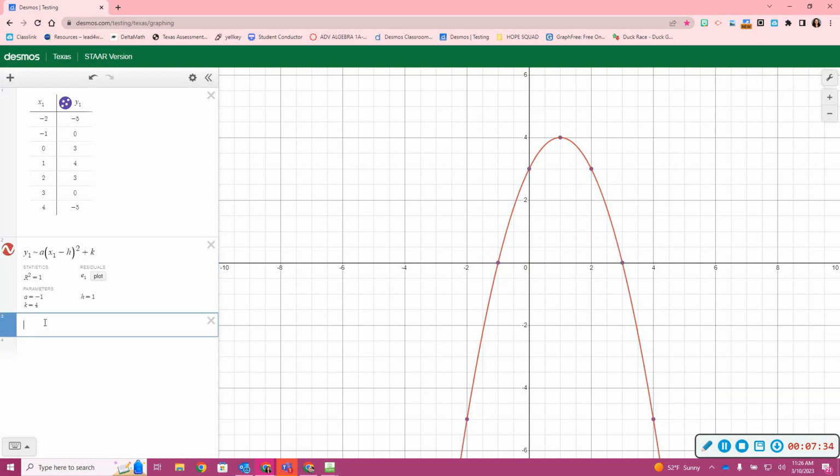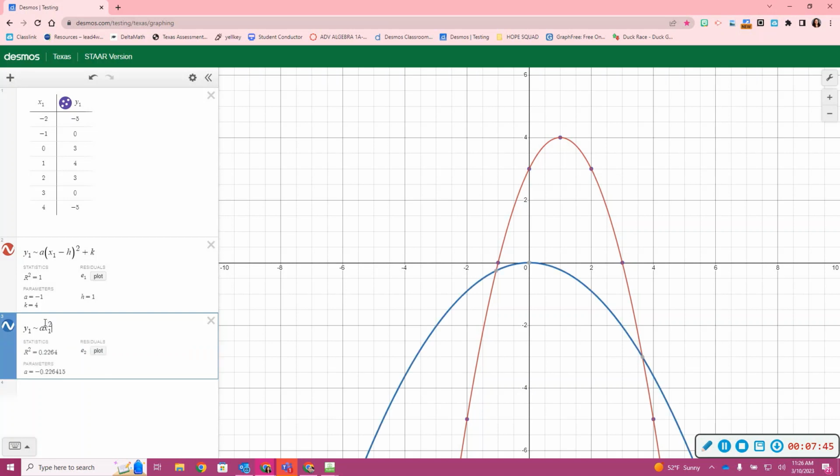So now standard form, same idea. y1 squiggle ax1 to the power of 2 plus bx1 plus c. And it gives your a, b, and c value. We already have the c value, and we got the a value previously. Notice they're the same from the vertex form. So the new value here is your b value, which is 2.